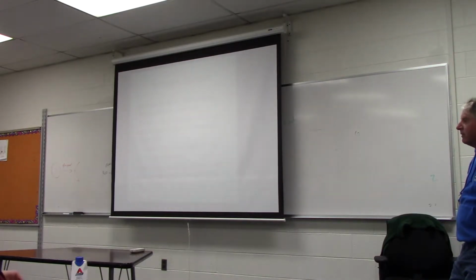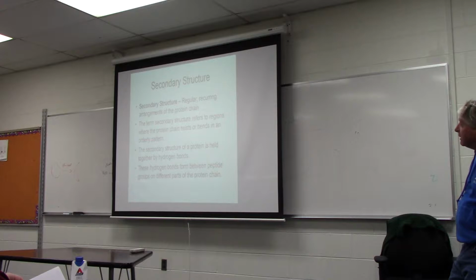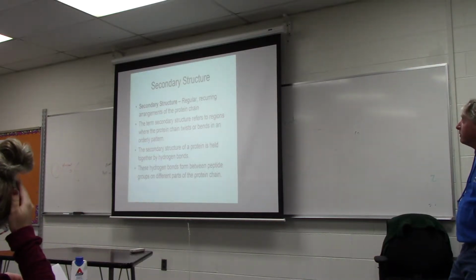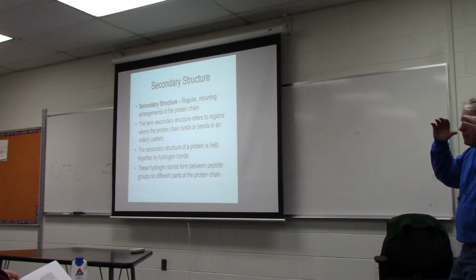Okay, so secondary structure. Alpha helices and beta strands or sheets are called secondary structure. Let me talk about what we have up here. It says secondary structure is a regular recurring arrangement of the protein chain. I will ask you on a test, what is secondary structure?